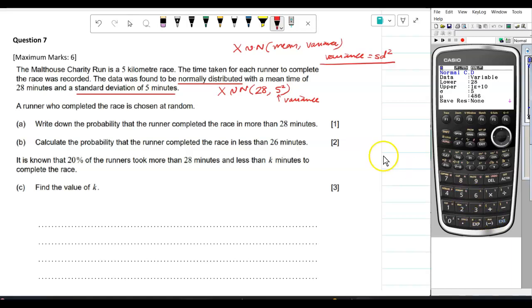Standard deviation? 5. If they give it to you like this, make it a point to put the square root of the variance, because this is the variance. Mean? 28. So what's your answer? 0.5.